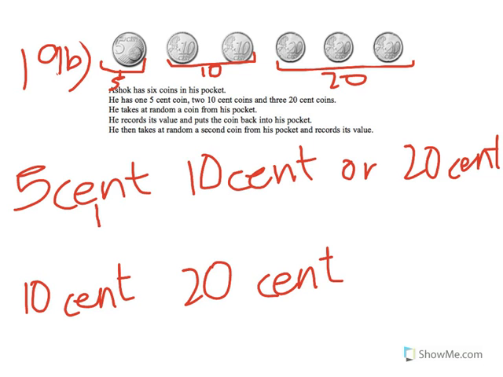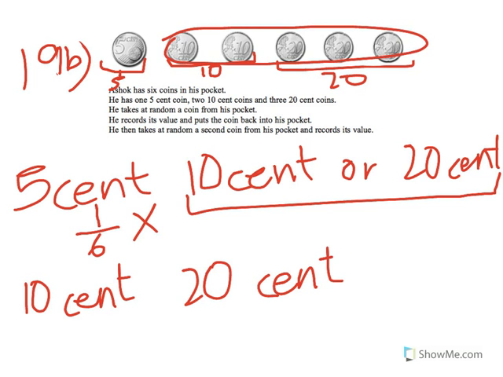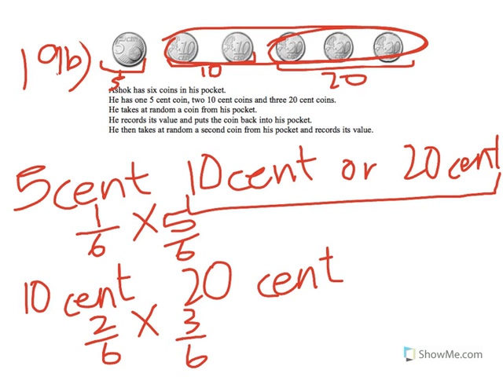So first, picking up a 5-cent coin is 1 out of 6. And this gets multiplied by picking up a total probability of 10 cents or 20 cents, which is nothing but 5 out of 6. And the probability of the second event of him first picking a 10-cent coin is 2 out of 6 times the probability of him picking a 20-cent coin, which is 3 out of 6. Now if you add these two together, you're going to get your total probability.